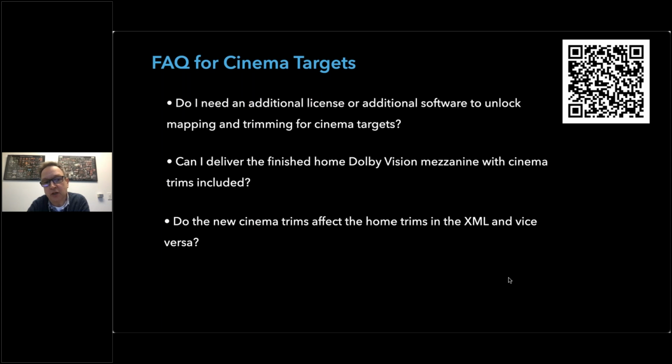So quickly, do I need an additional license or additional software to unlock the mapping and trimming for cinema? And the answer is no, that's included in your normal Dolby Vision license. And can I deliver a finished home mezzanine with the cinema trims included? I think the answer to that is in the future, yes. But for now, you should plan on downgrading your XMLs to deliver to your content partners.